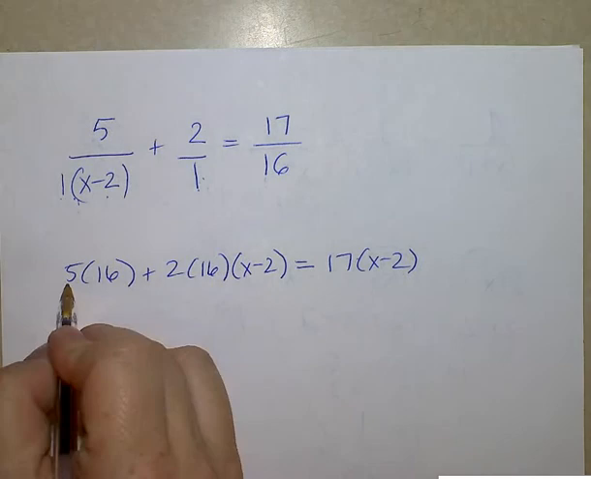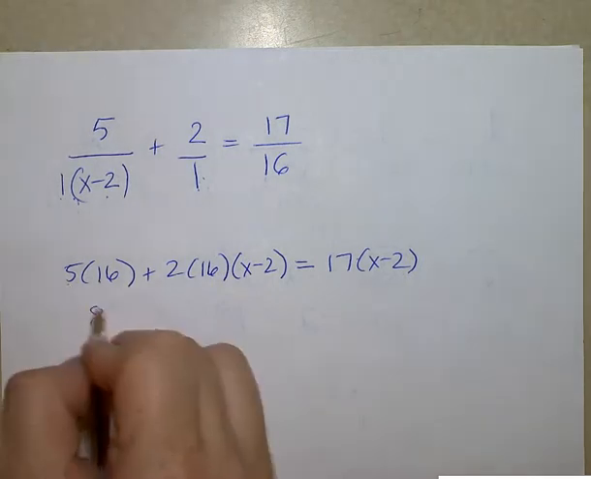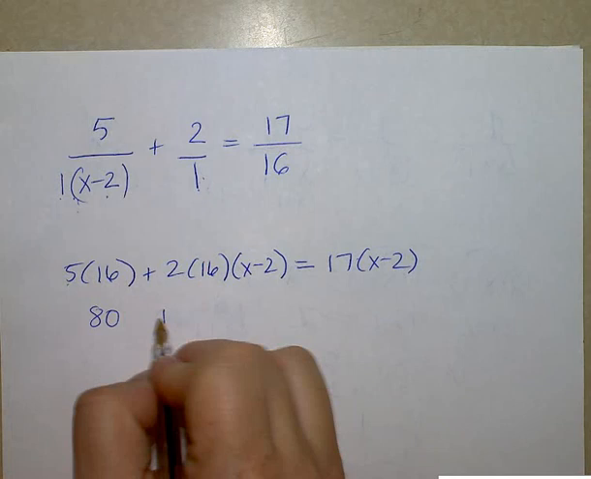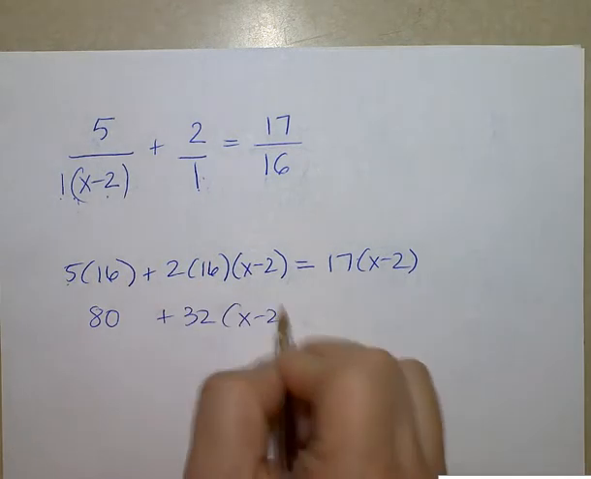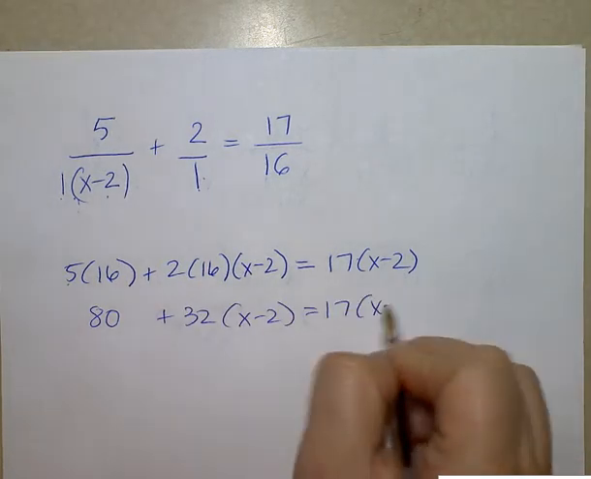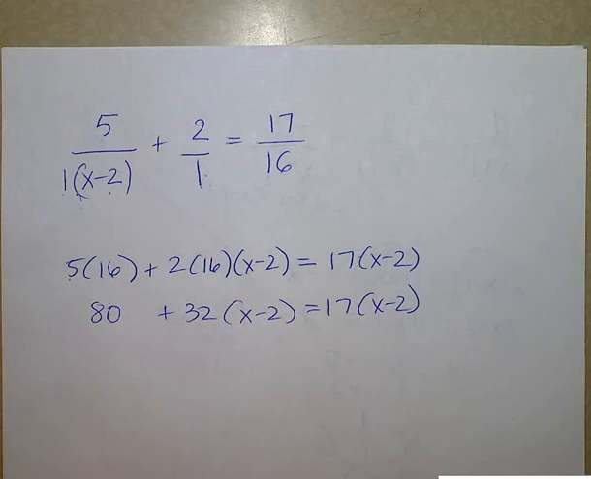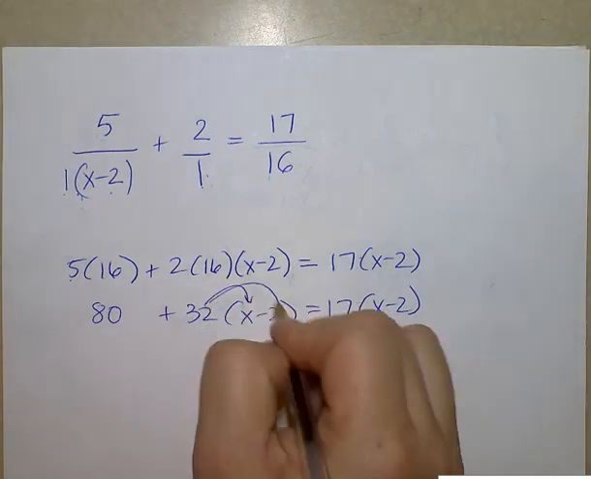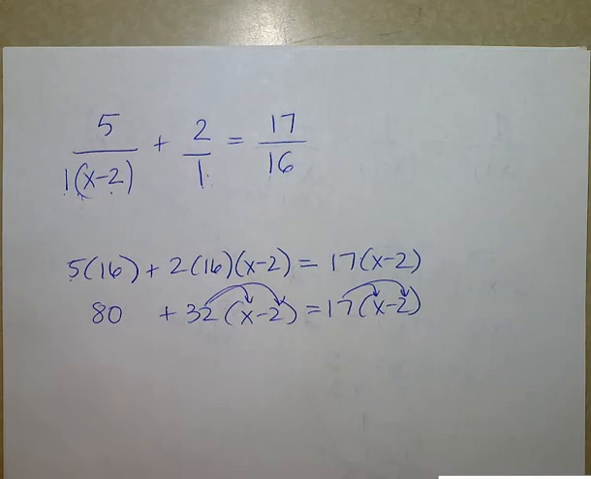5 times 16, I believe, is 80. 2 times 16 is 32. I'm going to distribute the 32 and the 17, and then combine like terms and solve.